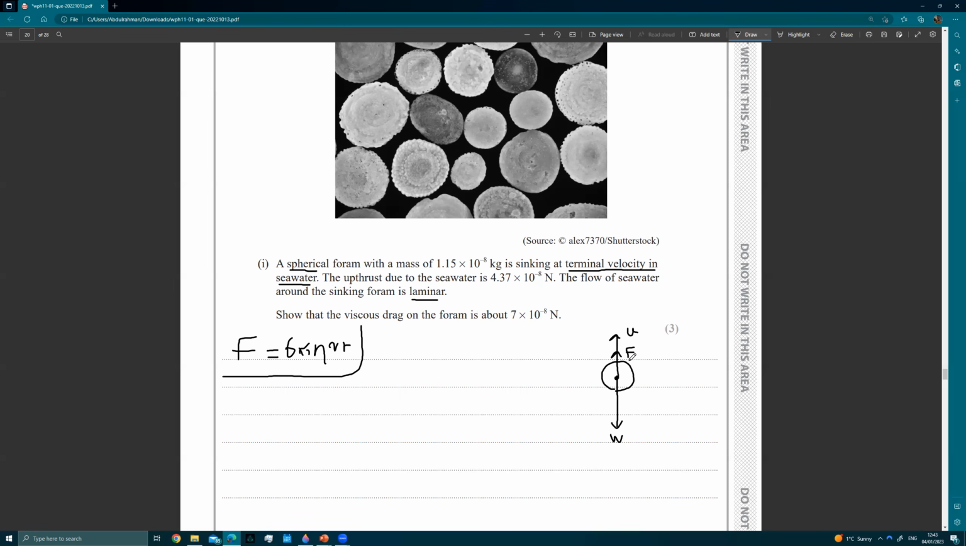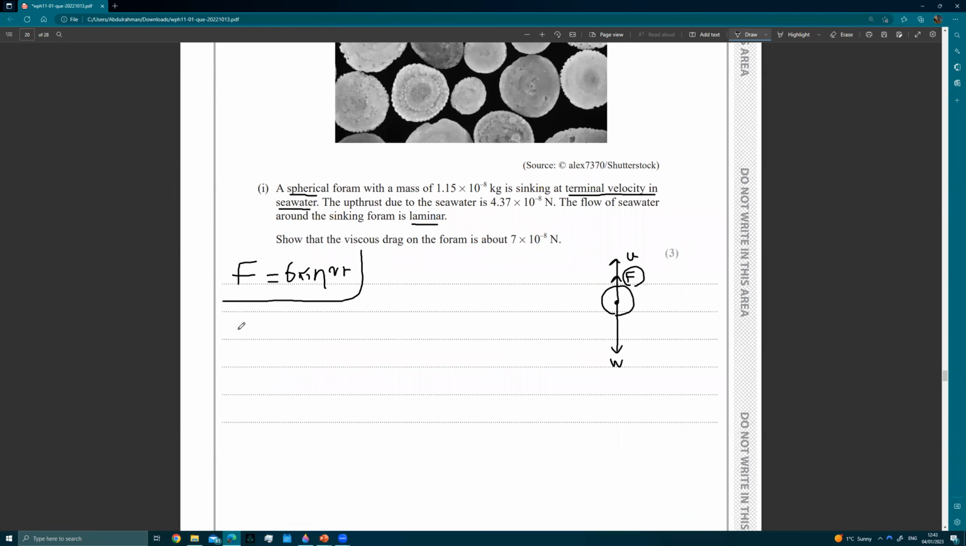And we want this viscous drag F at terminal velocity. Well, at terminal velocity, weight is equal to the viscous drag plus upthrust. Let's work out the viscous drag. So viscous drag is weight minus upthrust. It's giving me the upthrust as 4.37 times 10 to the minus 8.